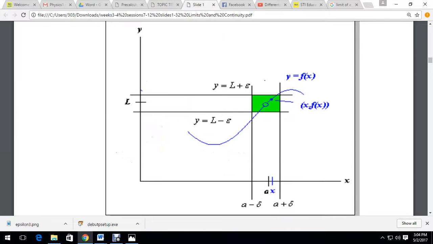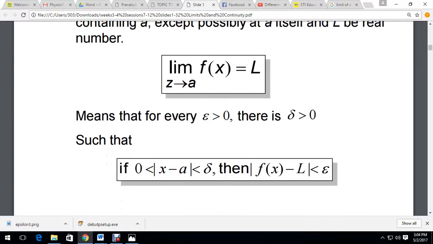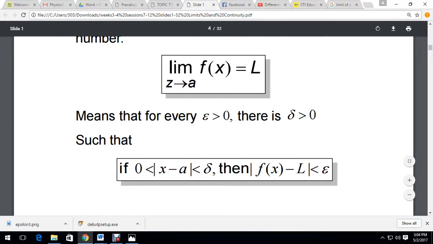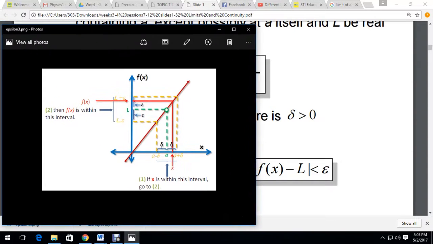From the definition of the limit of a function, we try to recall that we are presented by this expression: the limit of f of x is equal to L as x approaches a means that for every positive epsilon there exists a delta such that if this expression holds, then this f of x minus L expression is less than epsilon. To understand this further, let's try to relate that with the illustration here on your screen.